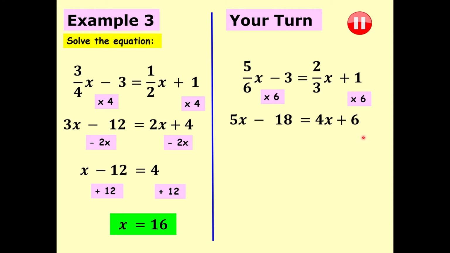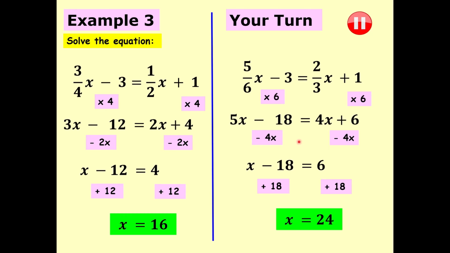And now we're just going to use our standard skills of solving these equations. So we'll bring everything with an x over to one side. So we're first going to start by getting rid of this 4x, and that leaves you with x subtract 18 equals 6. Then we're going to get rid of this minus 18 by adding 18 to both sides, and your final answer should be x equals 24. Like I said, this example was really tricky, so well done if you got that one. Good work.